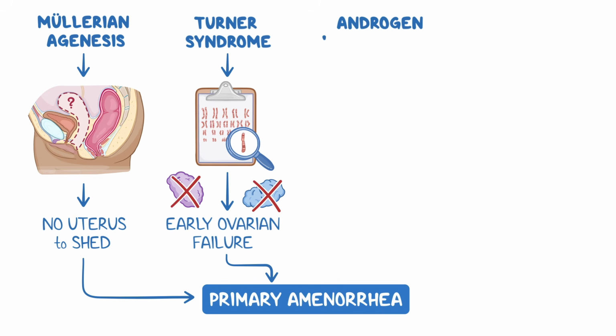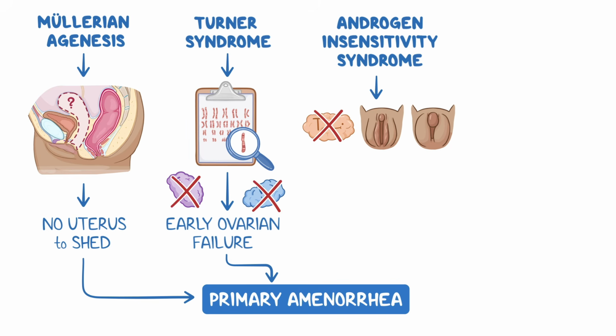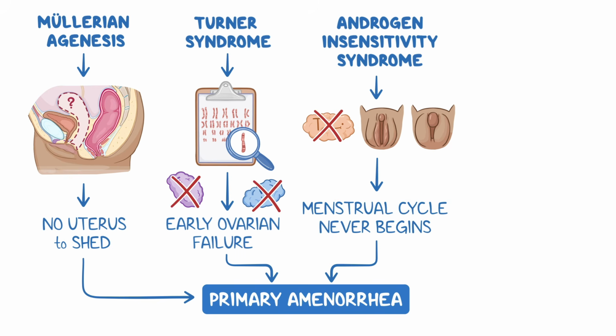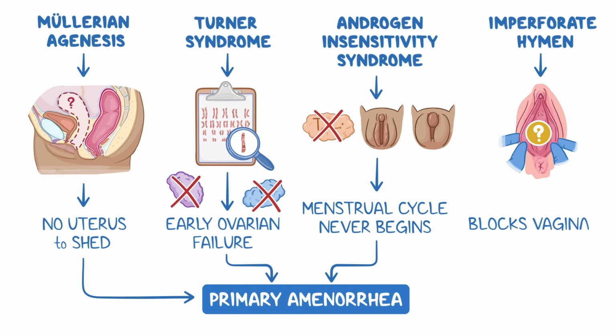Next, in androgen insensitivity syndrome, the body fails to respond to testosterone, which causes external genitalia to look more female, but since there is no uterus, there is no menstruation, which results in primary amenorrhea. Lastly, in imperforate hymen, the hymen completely blocks the vaginal opening, trapping menstrual blood and preventing its flow.